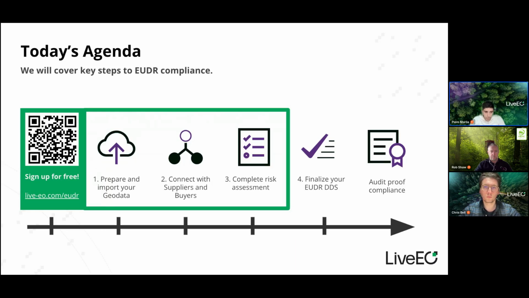So step number 1 will be essentially the preparation of all the geolocations, right? This is a key requirement to prove that deforestation or land use change or degradation have not happened where you sourced your timber or commodity of reference. Step number 2 will be about connections with your suppliers and buyers. As we know, this is a multi-tier regulation that does not just impact the users of potentially this platform, but their suppliers as well. And they all have to come together, collaborate, share this evidence to essentially comply with the regulation and present the due diligence statement.